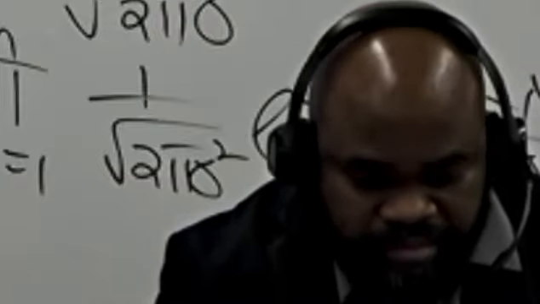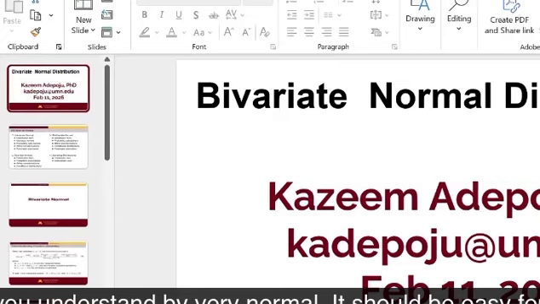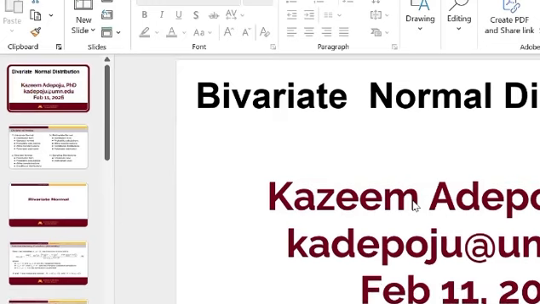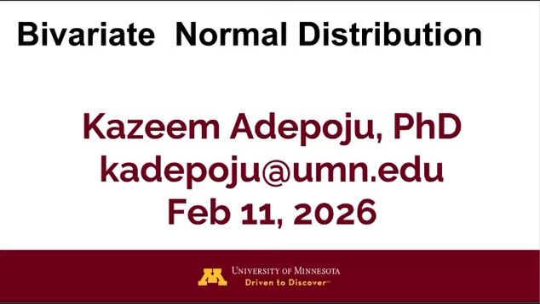But let me tell you this. If you understand univariate normal, it will be easy to understand bivariate normal. If you understand bivariate normal, it will be easy for you to understand multivariate normal, which we want to do on Friday. The multivariate normal applies when you have so many variables.